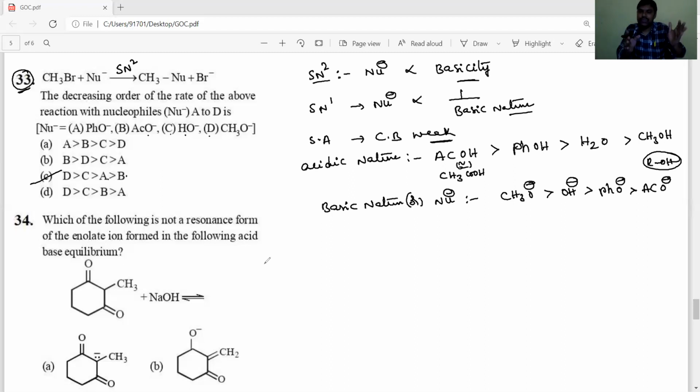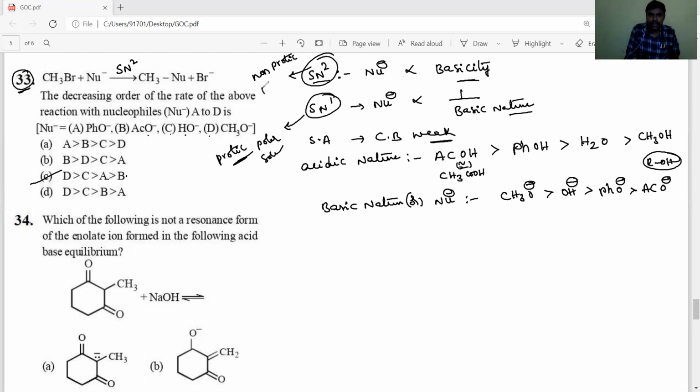Okay, students, you have to remember: for SN2 reactions, nucleophilicity is directly proportional to basic nature, and for SN1 reactions, nucleophilicity is inversely proportional to basic nature. SN1 reactions are favorable in polar protic solvents, and SN2 reactions are favorable in polar aprotic solvents like DMF, dimethylformamide. Okay, the solvent effect we also have to understand.